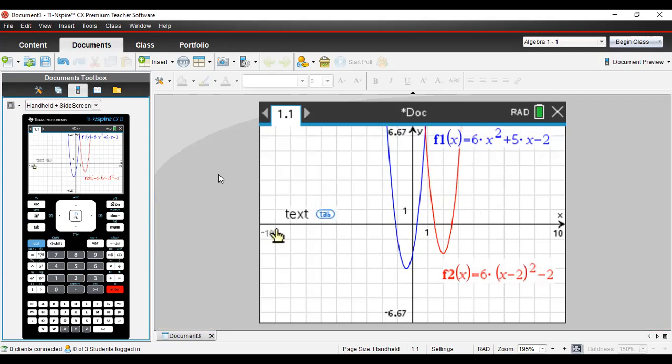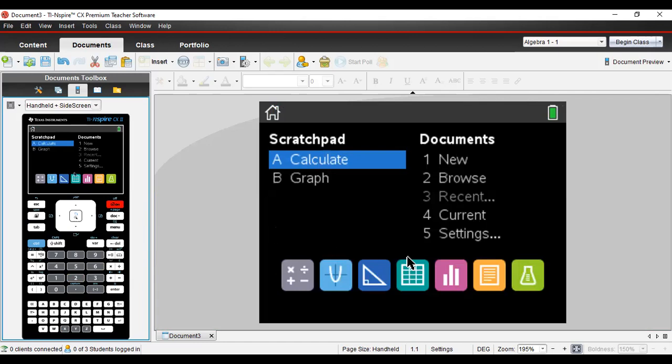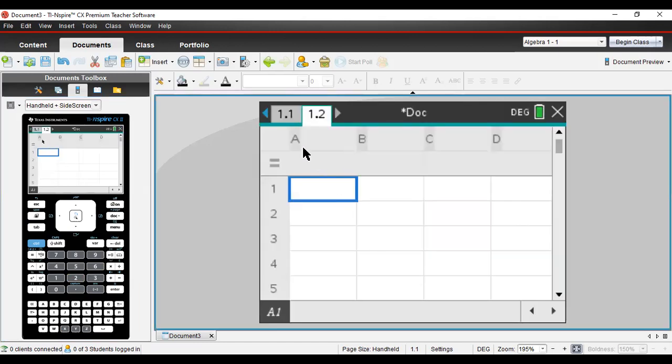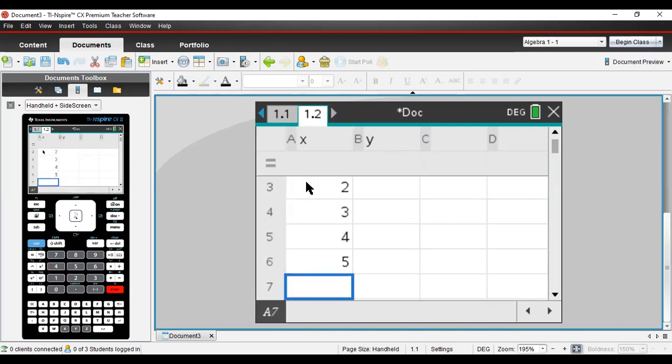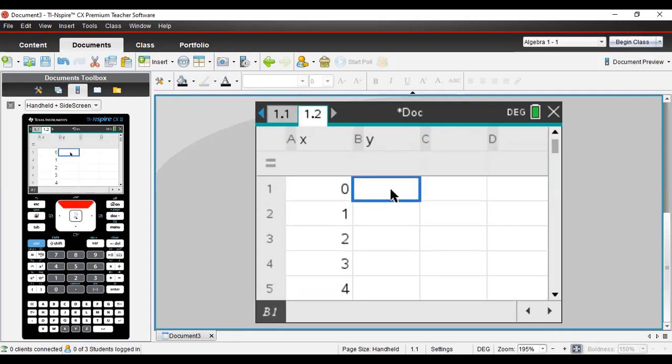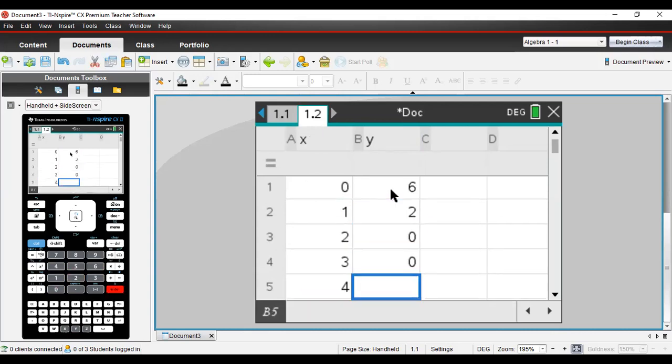So what I'm going to do now is go back to the home screen. I'm going to use the spreadsheets and come up with the equation for that table. This is why this feature is so useful. So the table has 0, 1, 2, 3, 4, 5 in it. And then over here, you enter the y values. So it's going to be 6, 2, 0, 0, 2, 6.